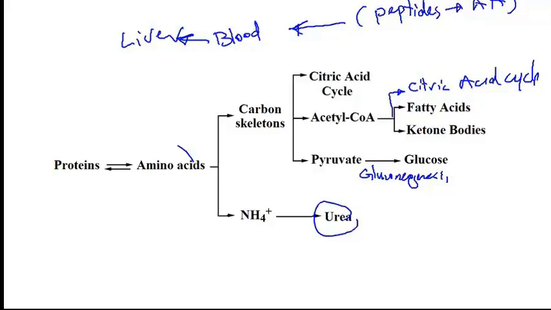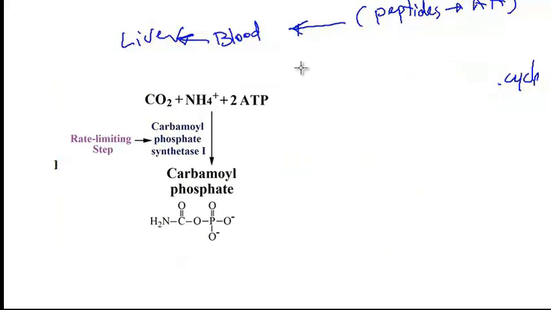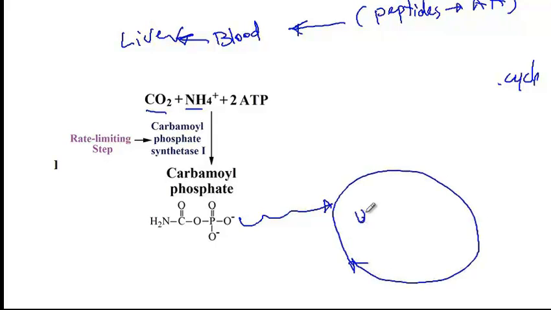And here I have the reaction written down for you. So breakdown of the amino acids will yield CO2 and NH4 plus 2 ATP via the enzyme carbamyl phosphate synthase 1, which is the rate limiting step. The carbamyl phosphate will be formed, and it would then enter the urea cycle, which gives out urea that can now get excreted in the urine.